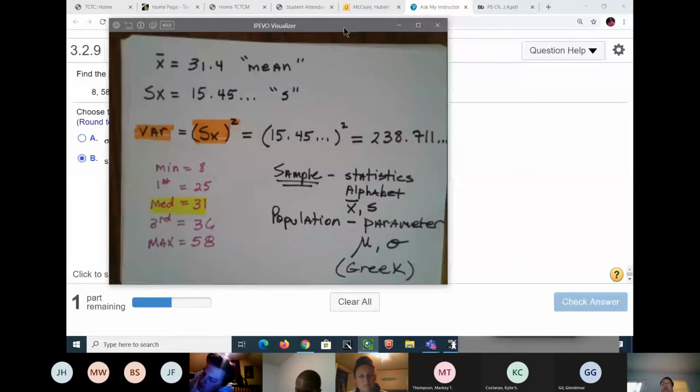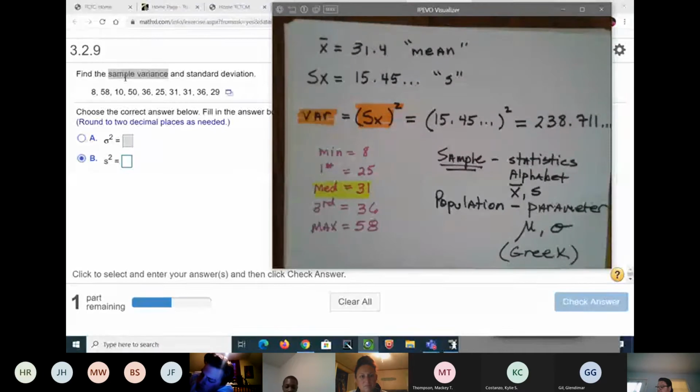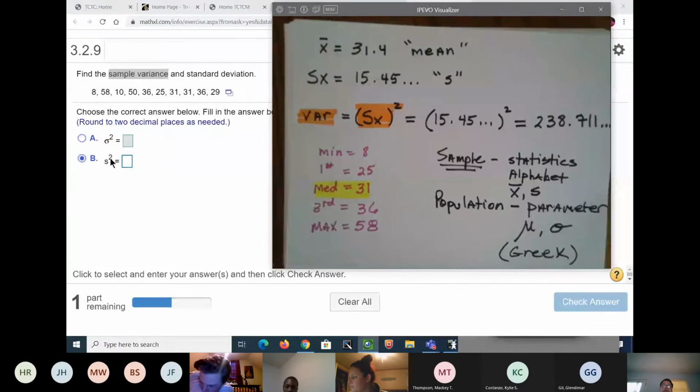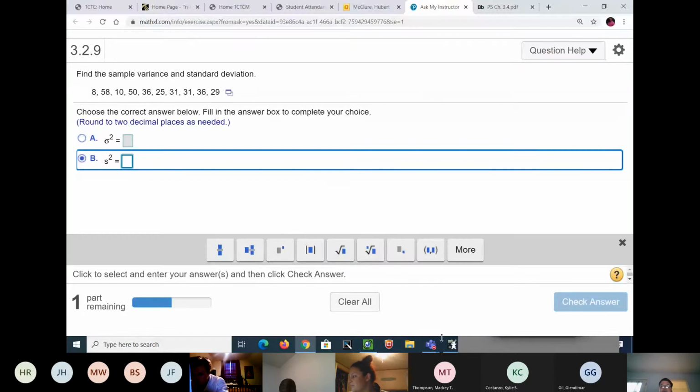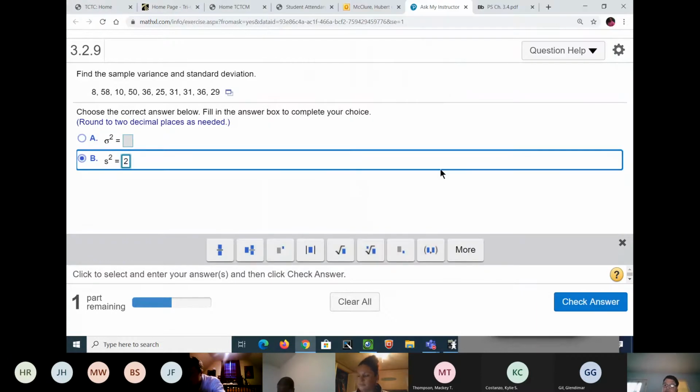So what is the question asking for? Find sample variance and standard deviation. The sample. So you're looking for s, and you're looking for x bar. So you're going to click on s right here. Now the variance is the standard deviation squared. We just figured that. It says round to 2 decimal places. So what does ours come out to be? Ours is 238.71. So I'm going to type that in and hit enter.